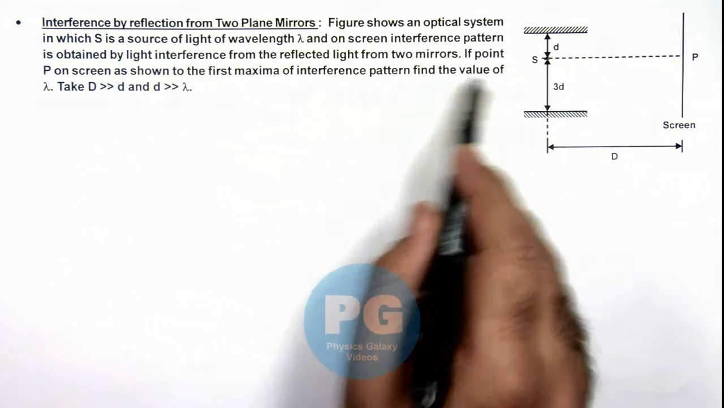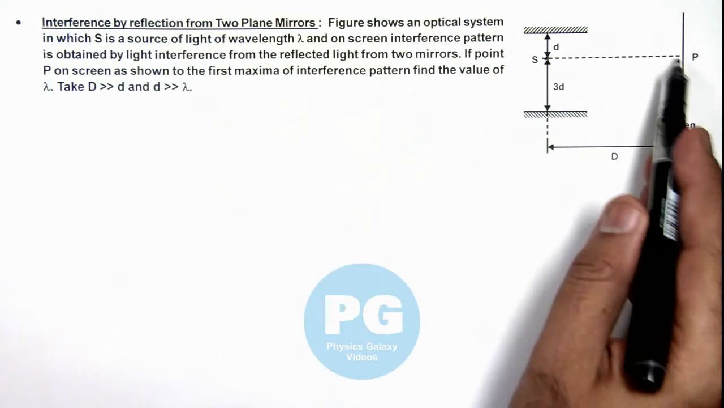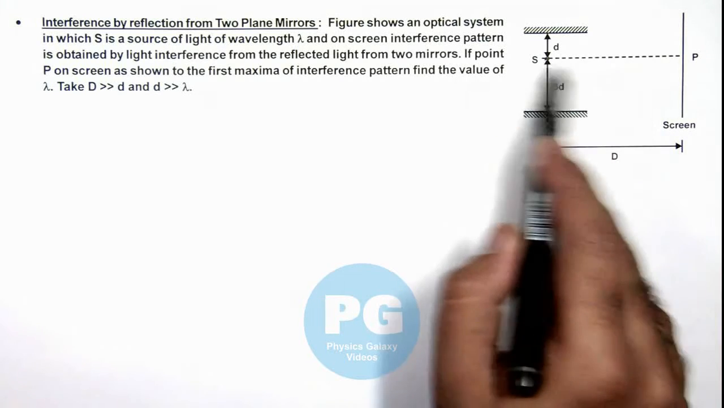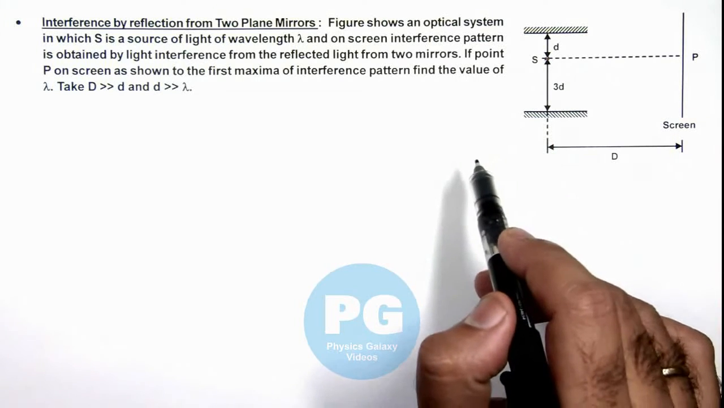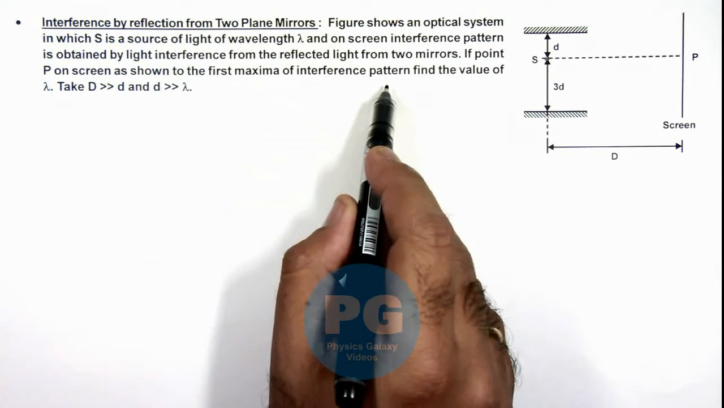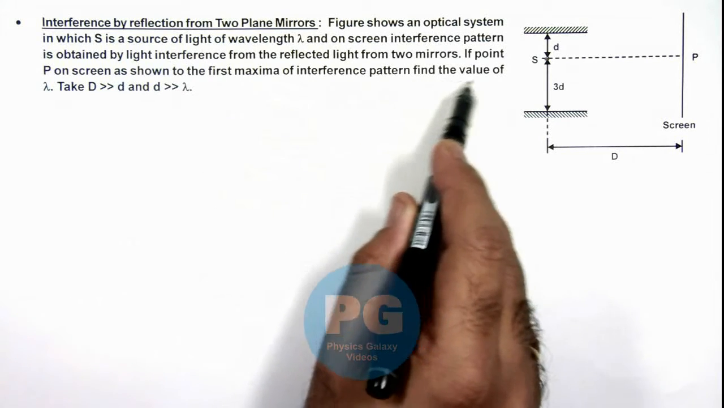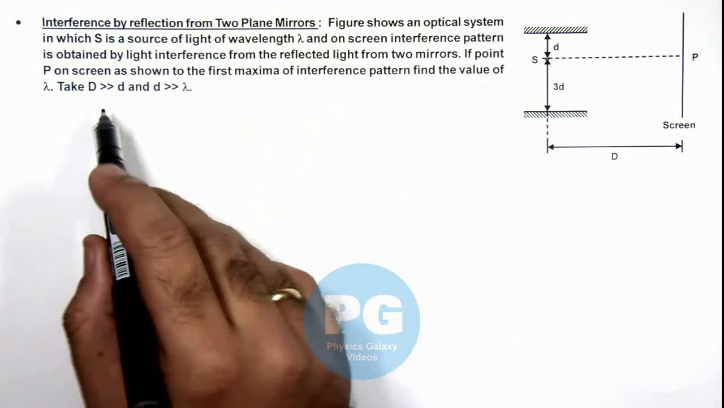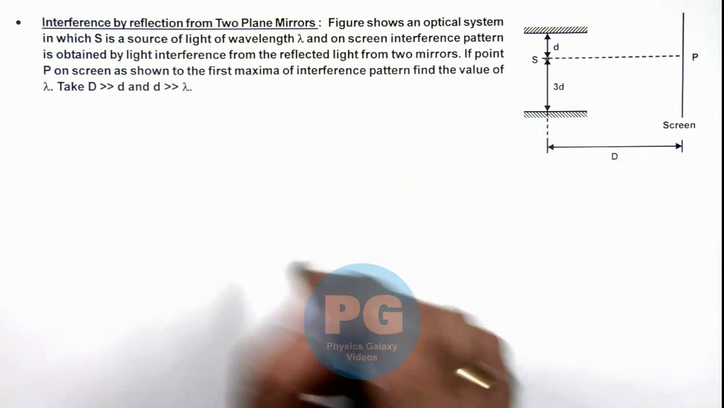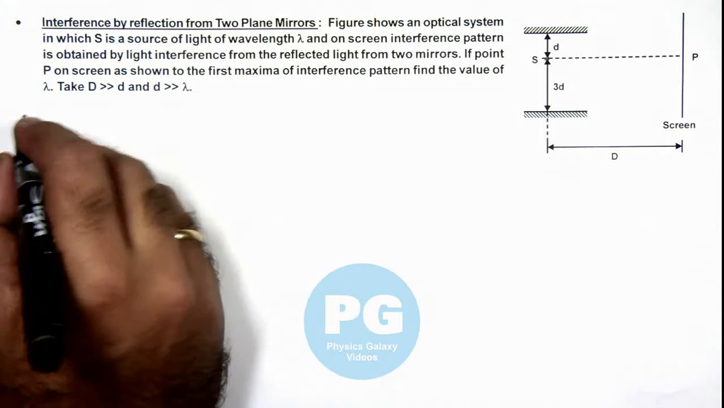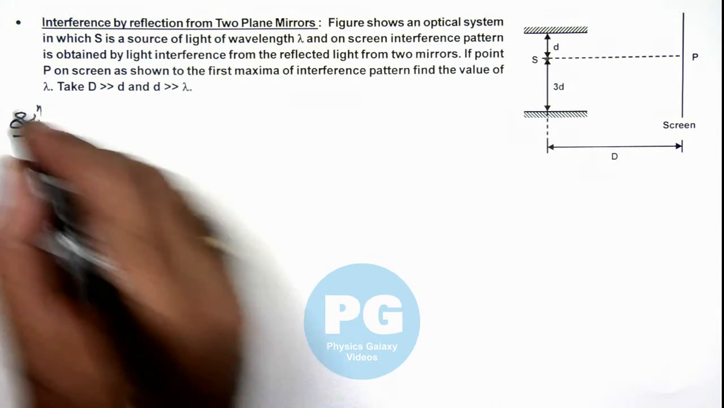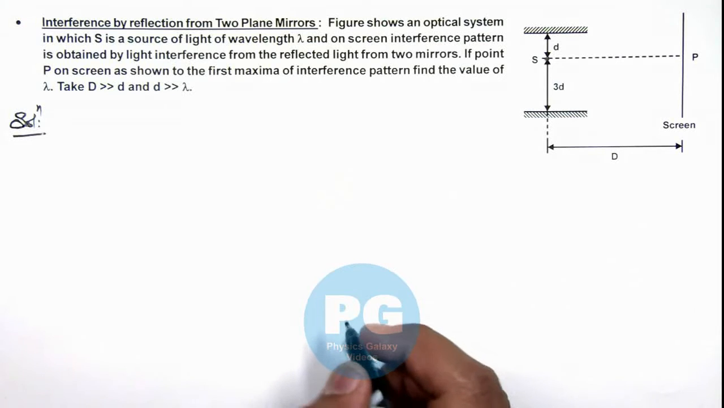That is saying, if point P on a screen, which is shown here normal to a screen in front of the source, the first maxima of interference pattern is obtained. We are required to find the value of lambda. We are also given that D is very large compared to small d, which is also large compared to lambda. So in this situation, we can analyze the given setup as a similar setup of YDSE.